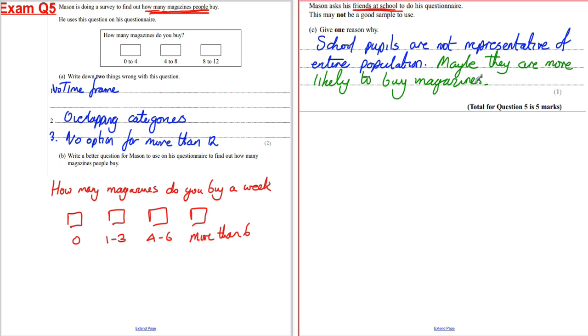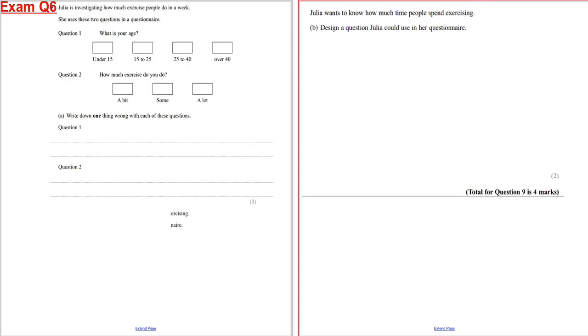Okay, and the last one, question 6, let's just race through this one. Julia's investigating how much exercise people do a week. She uses these two questions. What is your age? So under 15, 15 to 20, 25, 25 to 40, and over 45. Notice the overlapping categories there. And the next one, how much exercise do you do? A bit, some, a lot. Write down one thing wrong with each of these questions.